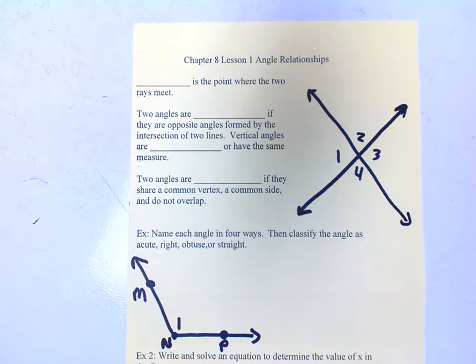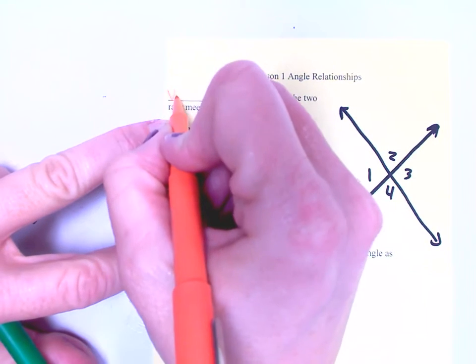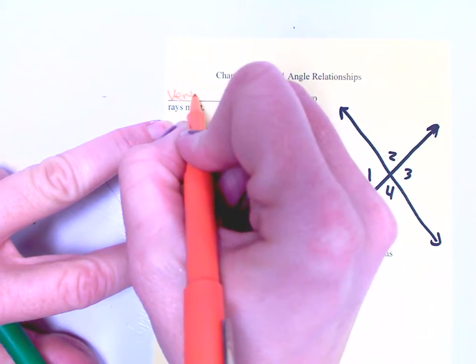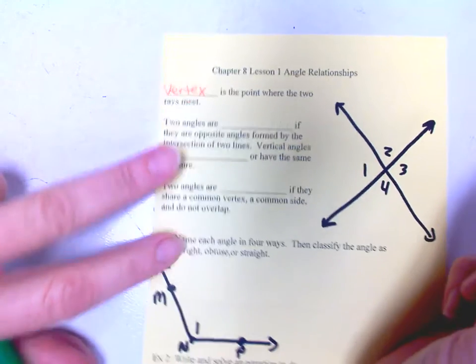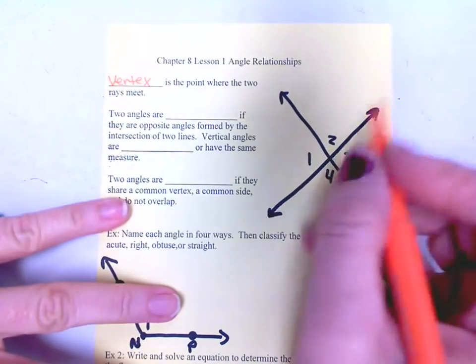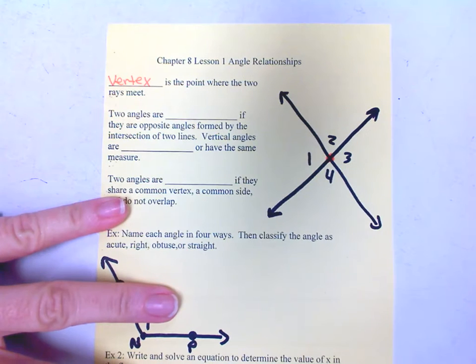Starting a new chapter, Chapter 8, Lesson 1, Angle Relationships. The vertex is the point where two rays meet. So in this example right here, your vertex is right here. All the rays are meeting right there.